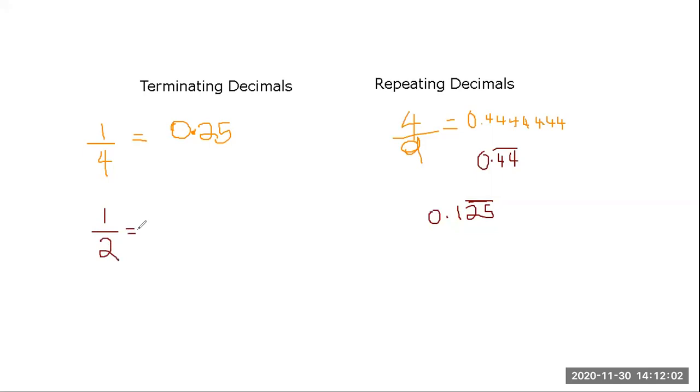1/2, that goes out to 0.5. Right? And then 3/4, that goes to 0.75. So that ends right there. All right. So those are terminating decimals because it ends. That's basically the difference between terminating decimals and repeating decimals.